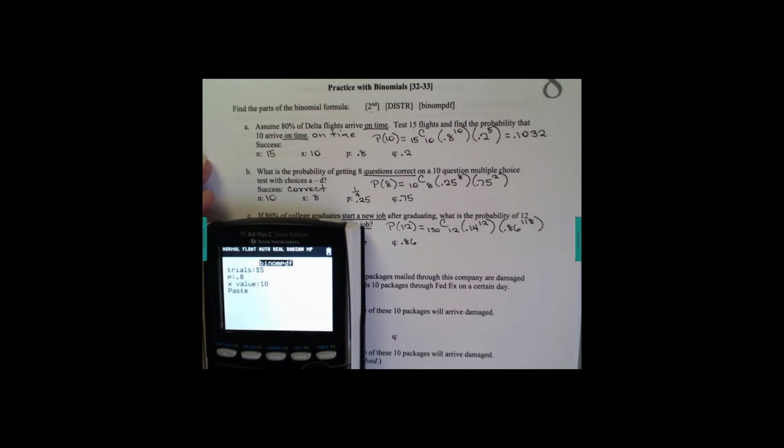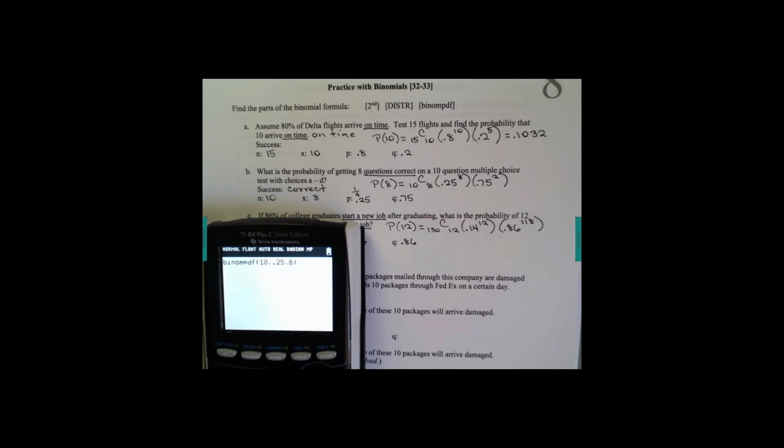Let's do the next two real quick. So I'm going to clear this, and then I'm going to go and do binomial again. Distribution, and I've got to go all the way back to my binomial PDF, and I'm going to change my numbers. For the second problem, this time n has to be 10, the probability of success p is 0.25, and x, the number I'm interested in getting correct, is 8.